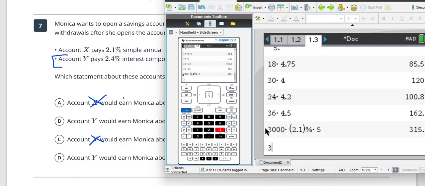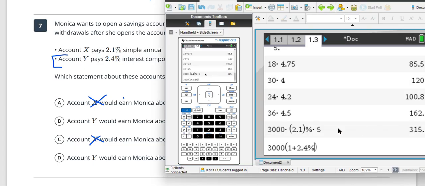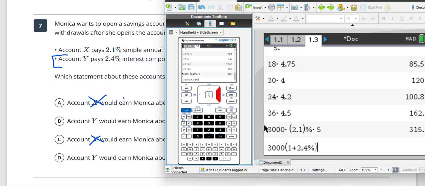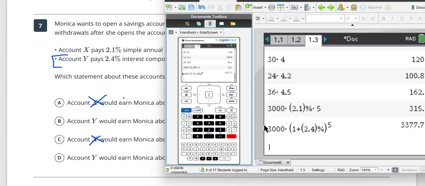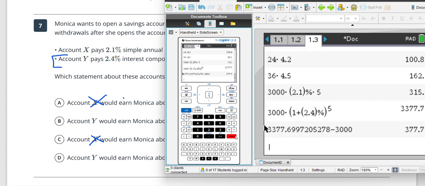This one over here is going to be 3,000. A equals 1 plus 2.4%, and then we raise that to the 5 years. That's my total balance. But I'm going to subtract the original 3,000, and that gives 377.